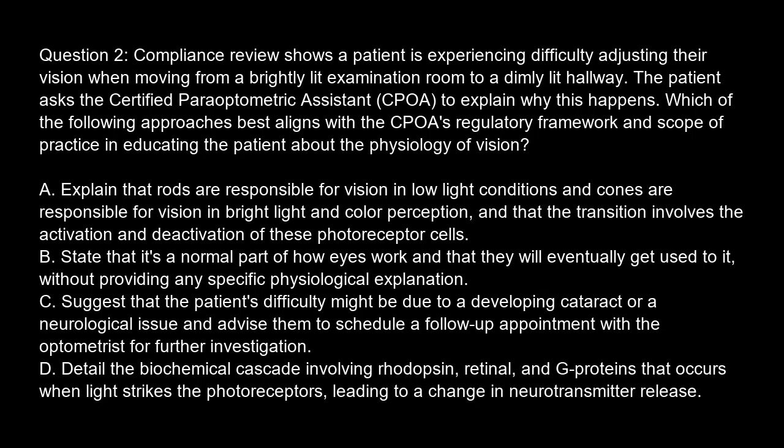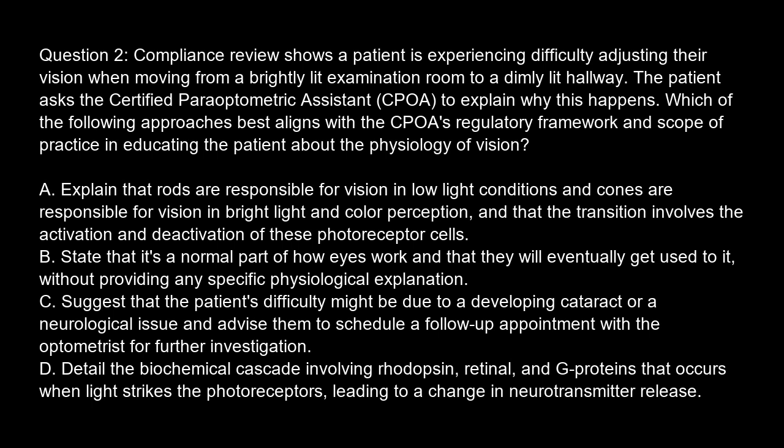Question 2. Compliance review shows a patient is experiencing difficulty adjusting their vision when moving from a brightly lit examination room to a dimly lit hallway. The patient asks the CPOA to explain why this happens. Which of the following approaches best aligns with the CPOA regulatory framework and scope of practice in educating the patient about the physiology of vision? Option A. Explain that rods are responsible for vision in low light conditions and cones are responsible for vision in bright light and color perception, and that the transition involves the activation and deactivation of these photoreceptor cells.